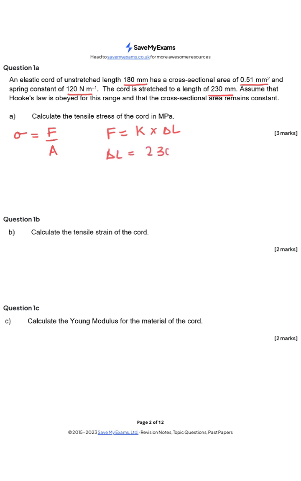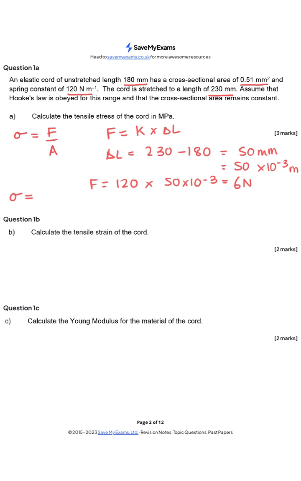So we're going to do 230, take away 180, so it's going to be 50 millimeters. And if we convert that into meters, it's 50 times 10 to the negative 3 meters. With that, then we can calculate our force, 120 times 50 times 10 to the negative 3 meters, which gives us 6 newtons. And then we can put that back into our stress calculation.